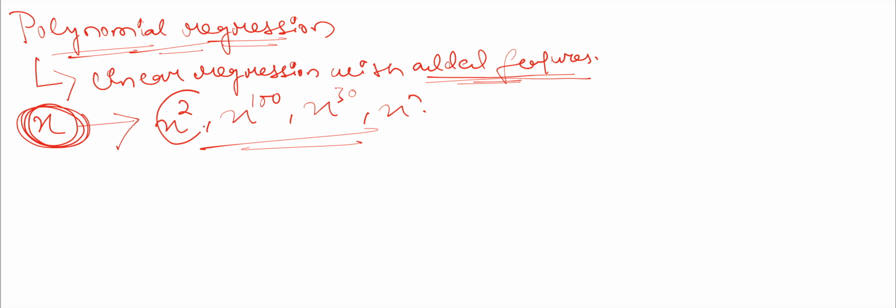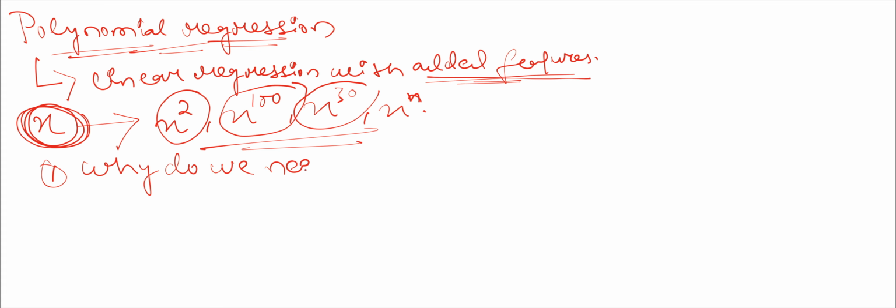So it's the same input feature, but here it's being squared. Here the same input feature, but it is raised to the power of 100. Here it is raised to the power of 30. Right? That's it. So now there are two different questions here. First, why do we need these features? Like, what's the use? And the second question is, why the name polynomial regression?